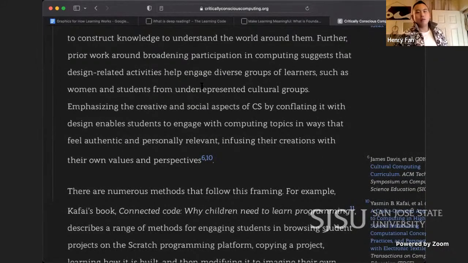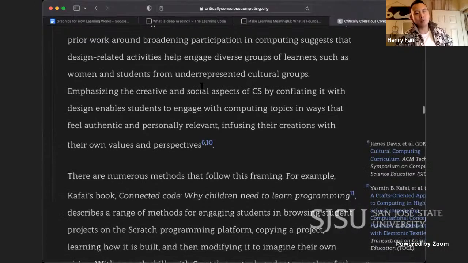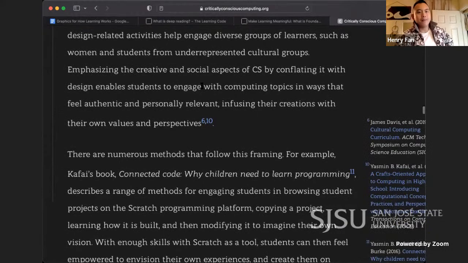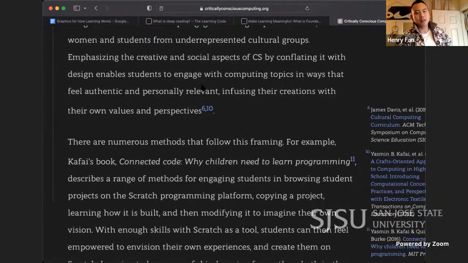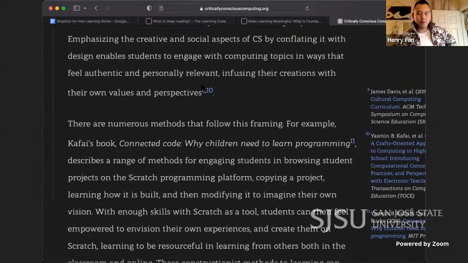Further, prior work around broadening participation in computing suggests that design-related activities help engage diverse groups of learners, such as women and students from underrepresented cultural groups. Emphasizing the creative and social aspects of CS by conflating it with design enables students to engage with computing topics in ways that feel authentic and personally relevant, infusing their creations with their own values and perspectives.